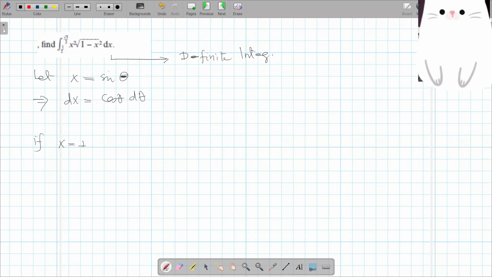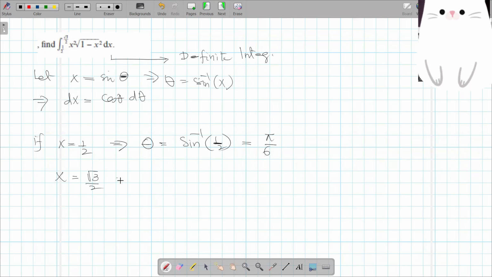If x is 1 over 2, then theta will be equal to sine inverse 1 over 2. Theta is equal to sine inverse x, right? So if x is the lower limit, then what is sine inverse 1 over 2? Pi by 6. Yes, 1 over 2 is the value of sine for pi by 6.